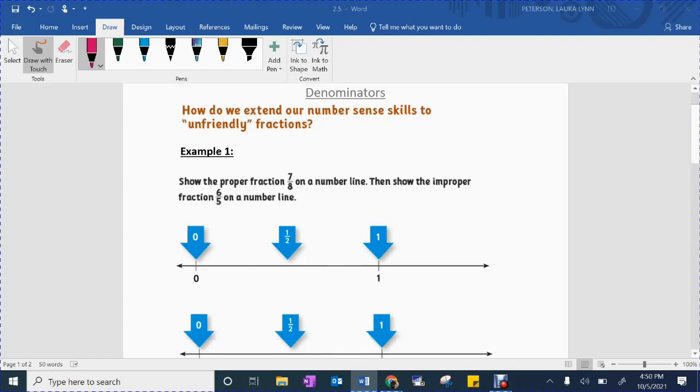So let's start with 7/8. Let's do this on our first number line. 7/8 is proper, meaning the top number is smaller than the bottom. So overall, the fraction has to be smaller than our 1 whole. So here's 1 on our number line. Let's add our own tick mark, and let's label that 7/8. Good.